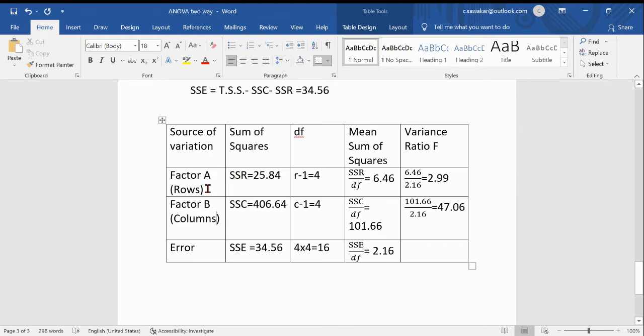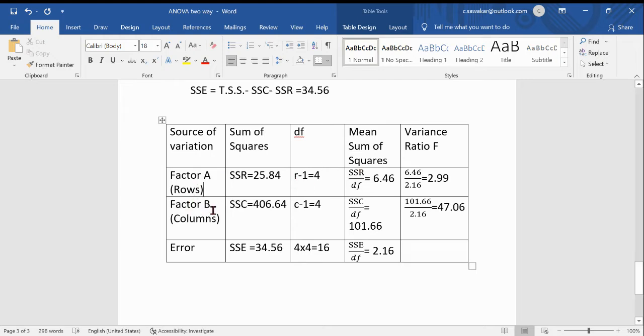So now factor A, SSR, since it is across the rows, everything will be in terms of rows. Then here the degree of freedom will be R minus 1. R is what? How many rows are there in total? There are 5 rows. 5 rows in the sense that 5 doctors have been taken in consideration. So degree of freedom is R minus 1, that is 5 minus 1, 4.